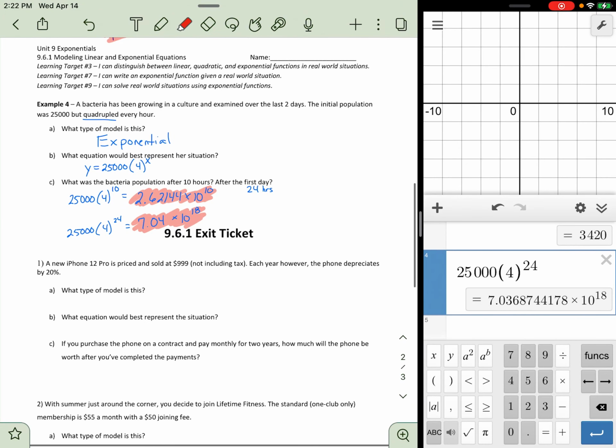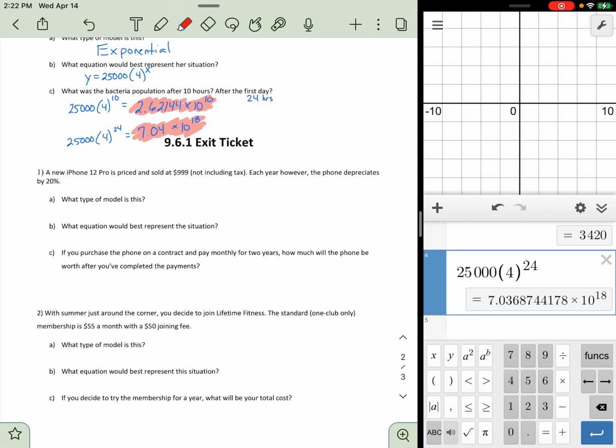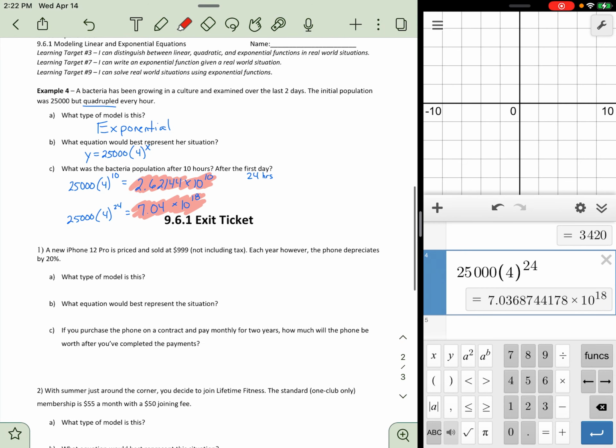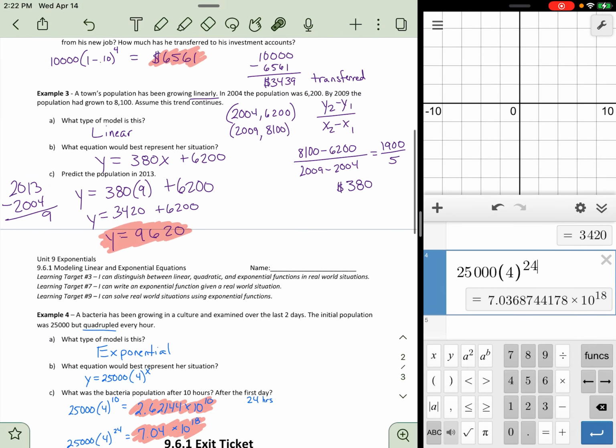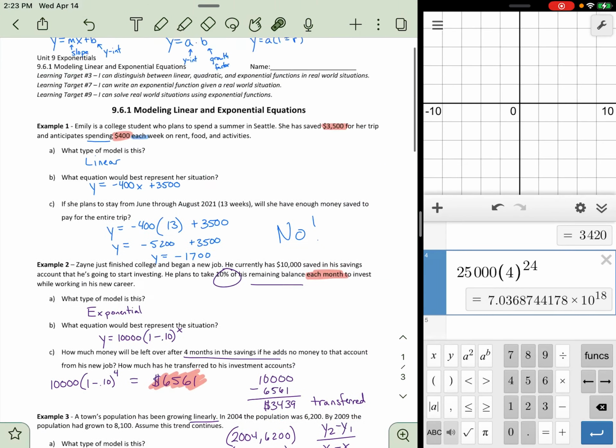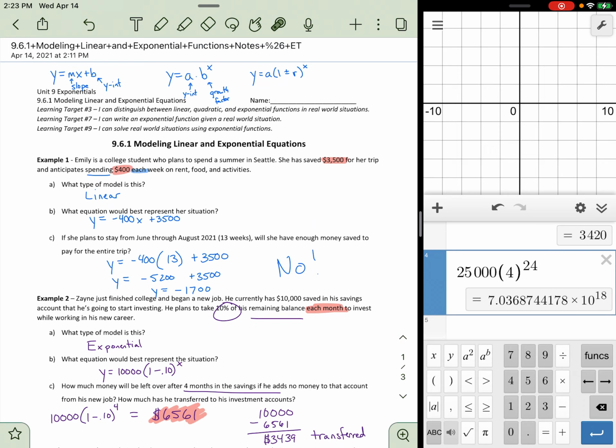What's left for you? Just an exit ticket. 2 questions. Word problems. You're going to label whether they are exponential or linear, write down their equation, and then solve the answer that it asked for. All right, good luck. Let me know if you guys have any questions.